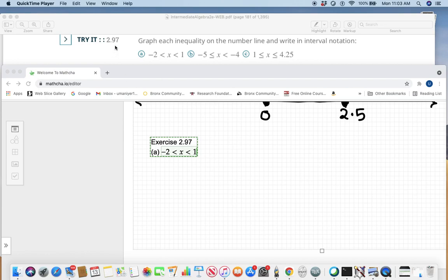Back. Let's try exercise 2.97. Graph each inequality, write in interval notation. So first let's graph.